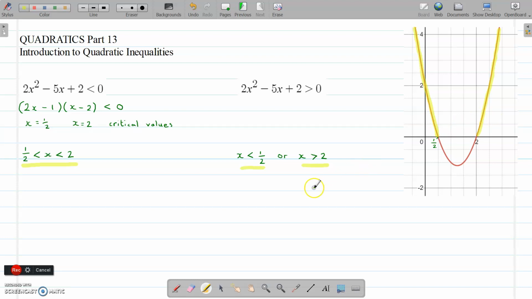So that's an introduction to quadratic inequalities. There will be more to follow in further videos where we look at more complicated situations and where a linear equation is also involved as well as a quadratic. That's it for now.